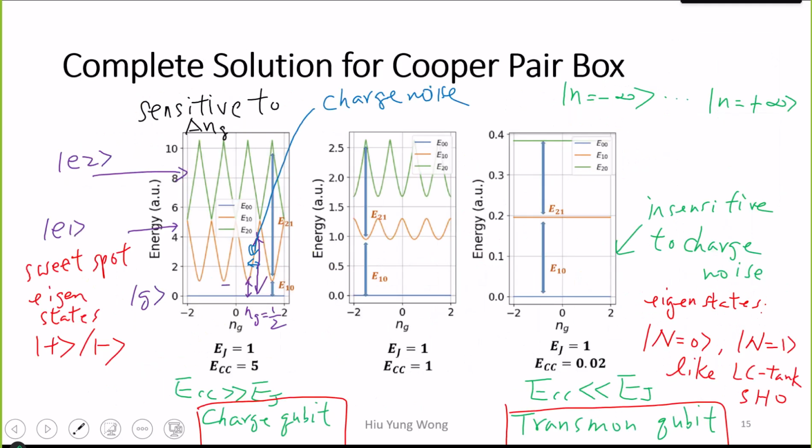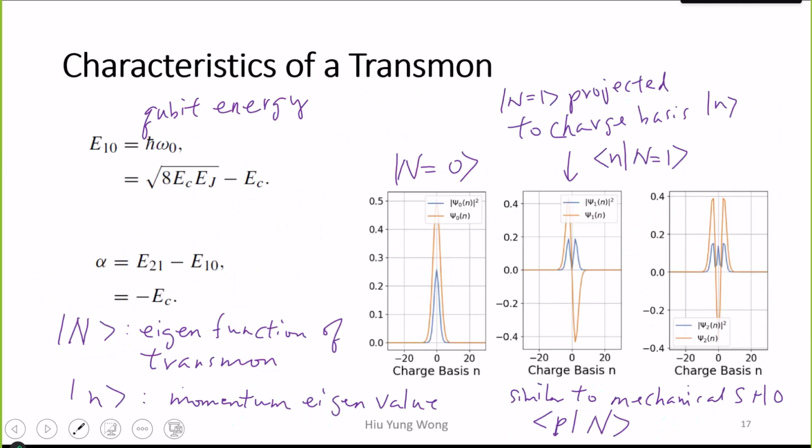How do you emit this? First, if you design it this way, and you see the charging energy larger than the Josephson junction energy, then it is a charge qubit. If the Josephson energy is much larger than the charge energy, then it is a transmon. Now, what is characteristic is that when you have that system, your eigenstate is this capital N, and each of these capital N is like a linear combination of the momentum. On the other hand, the transmon behaves like a simple harmonic oscillator.